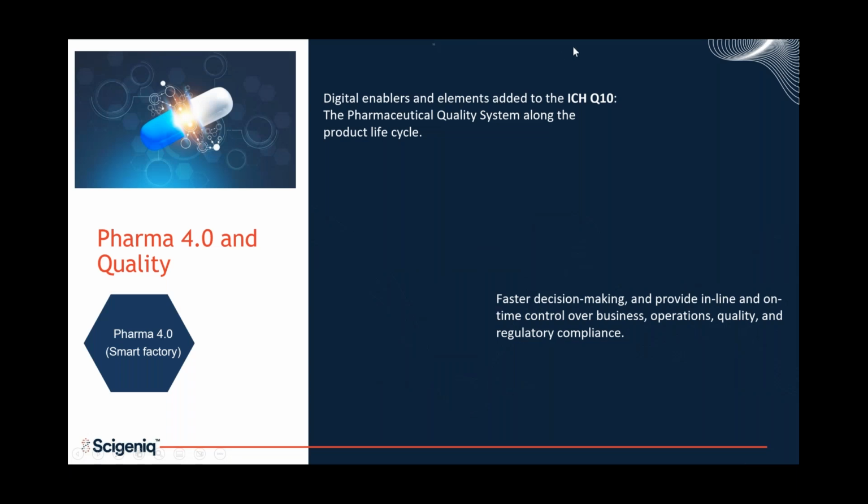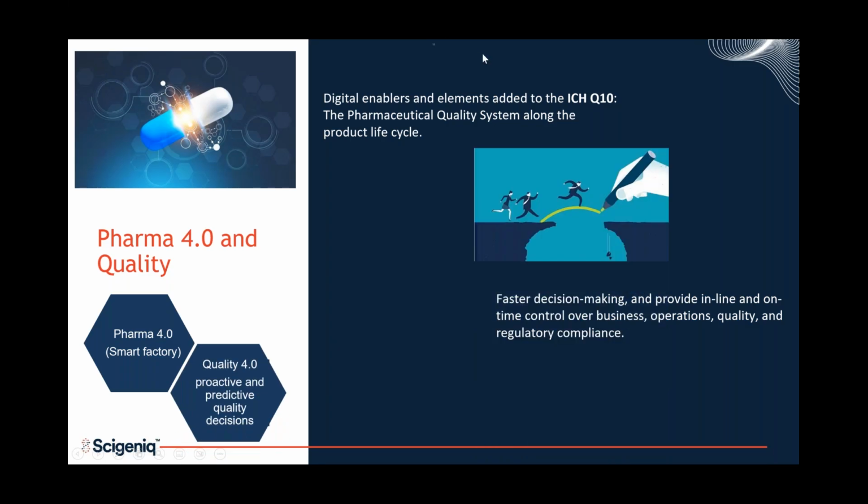Right, so Pharma 4.0 as a definition from the ISPE is basically that it needs to have some digital enablers and also include elements from the ICH Q10, which most of you as pharmaceutical professionals know about. So we need to utilize our pharmaceutical quality system, PQS, along our product life cycle, and this is basically to go for that aim of having Pharma 4.0, what we also call a smart factory.